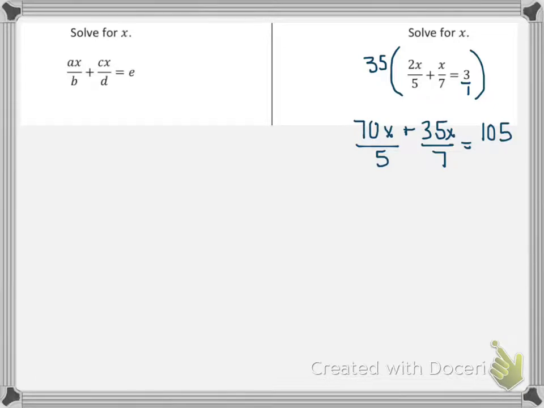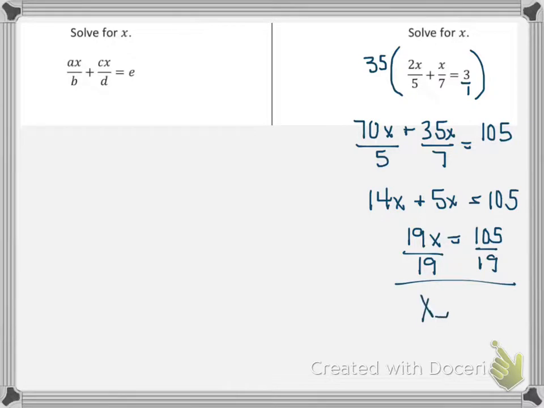70 divided by 5, that's 14x. And 35 divided by 7, that's 5x. And that's equal to 105. And then I can combine like terms, so that's 19x equals 105. And then divide by 19, so that gives us x equals 105/19. All right, so using the same technique, I'm going to attempt to isolate the x with all these variables.